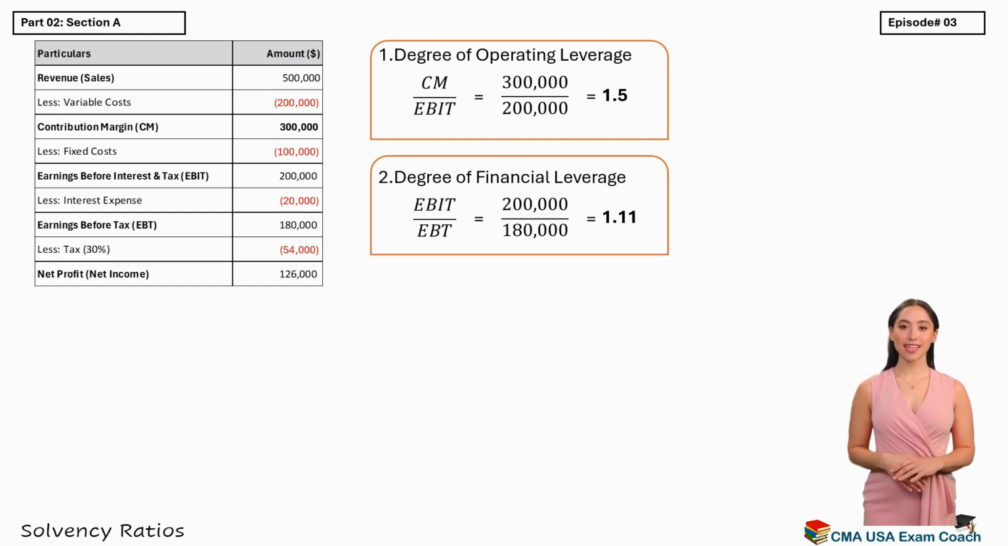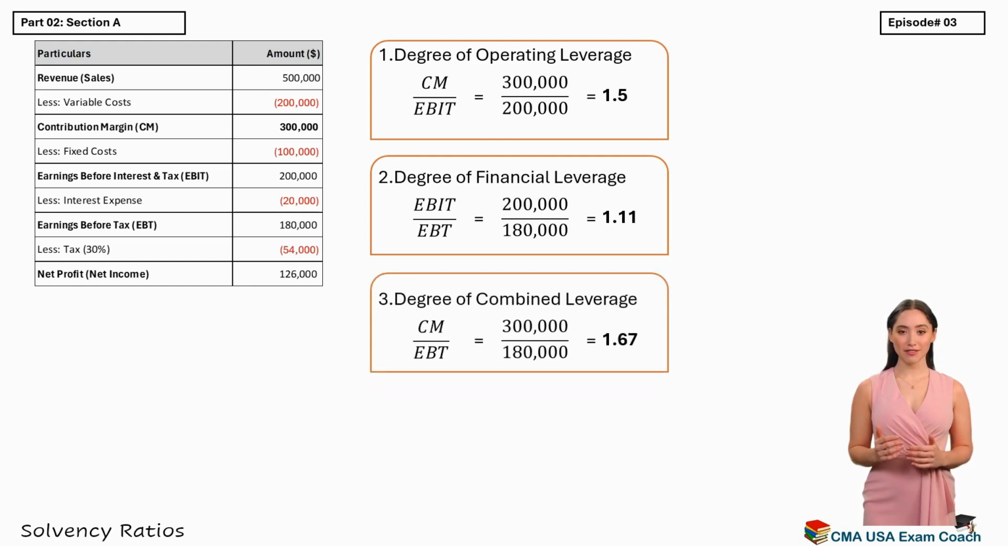Calculate the degree of combined leverage, DCL. DCL measures how sensitive net income is to changes in sales, combining both operating and financial leverage effects. Formula is contribution margin divided by EBT, here 300,000 divided by 180,000, which gives 1.67. A DCL of 1.67 means that for every 1% change in sales, net income will change by 1.67%. This shows the total impact of both fixed costs and interest expenses on earnings.